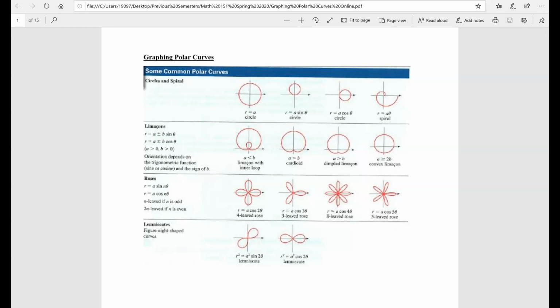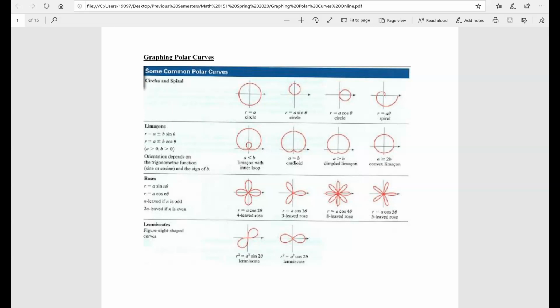So here we are going to be graphing a couple of these polar curves. I posted this on Canvas so you can take a look at this, and it basically tells you the basic shapes of all of these. Then I'm going to show you how to graph them using a reference graph and then graph it on polar paper. So I'll show you how to do that. But this is basically the four different types that we're going to be looking at.